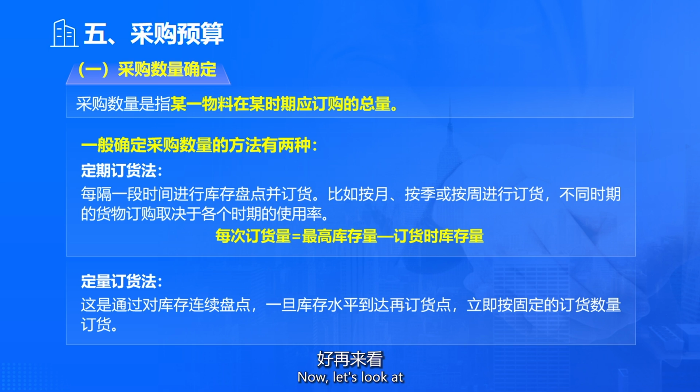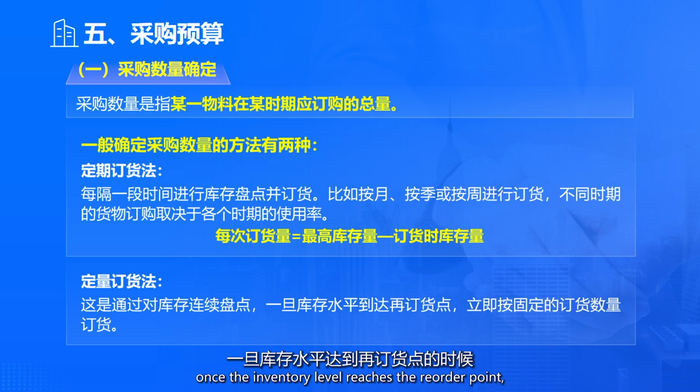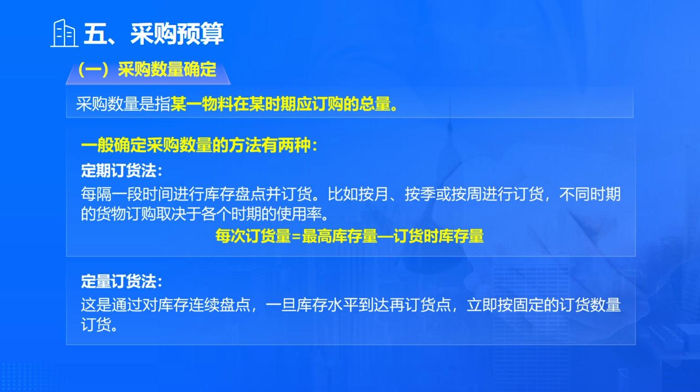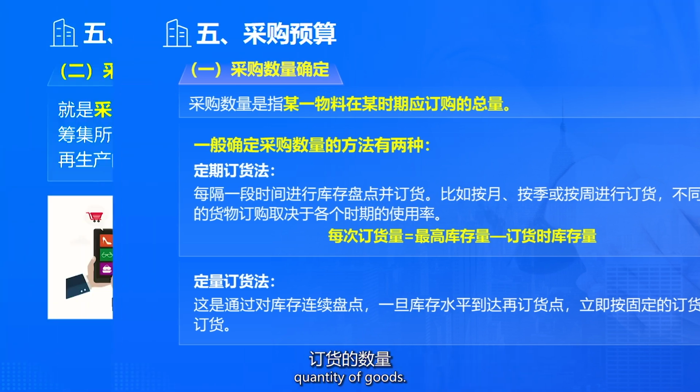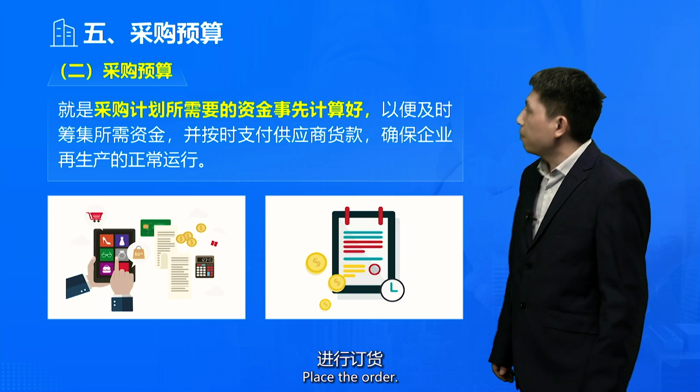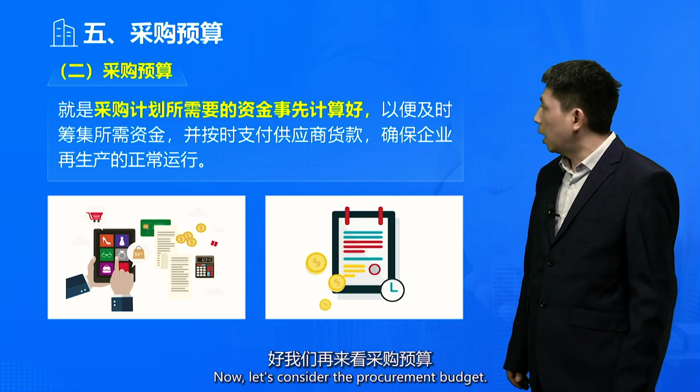Now, let's look at the fixed quantity ordering method. What does it entail? Through continuous inventory checks, constantly monitoring, once the inventory level reaches the reorder point, then immediately order a fixed quantity of goods. Place the order.